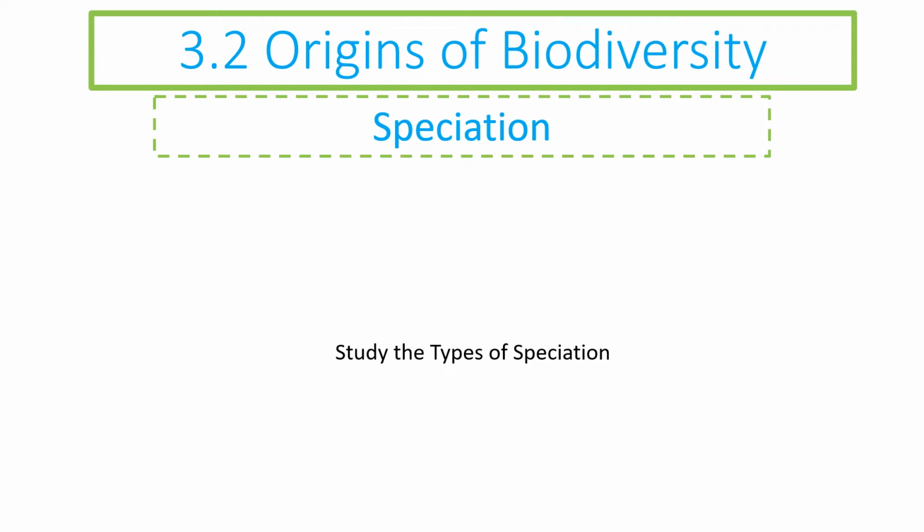Welcome to this ESS revision video on 3.2 Origins of Biodiversity. Today I'll be looking at two areas, speciation and then extinction.